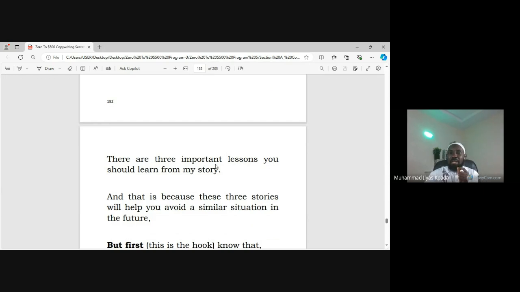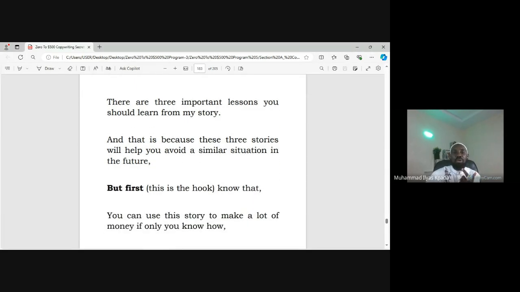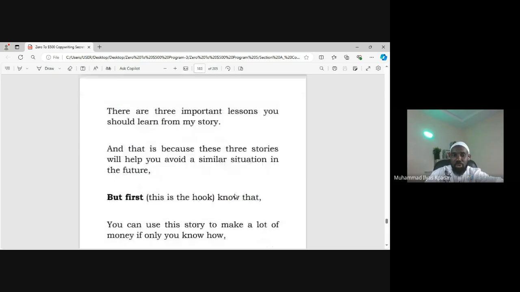There are 3 important lessons you should learn from my story, right? And that is because these 3 lessons will help you avoid a similar situation. Now, you have used the 3 important story lessons you should learn. It is a hook at the beginning, right? But first, you see, this is the hook, no doubt. You are going to insert the hook here, right?